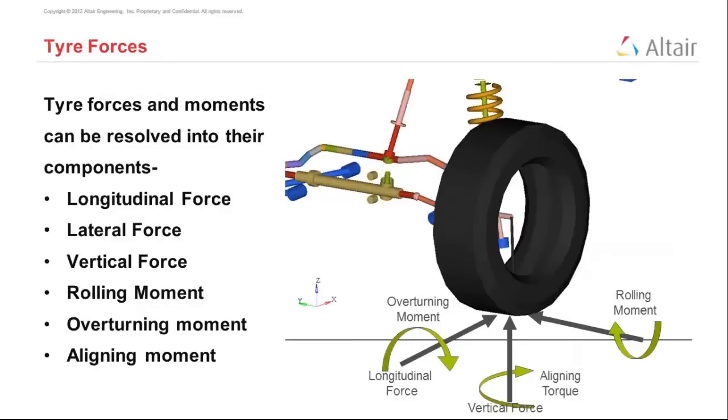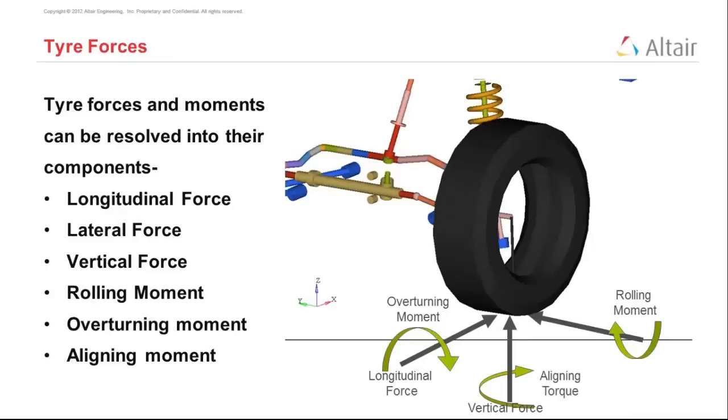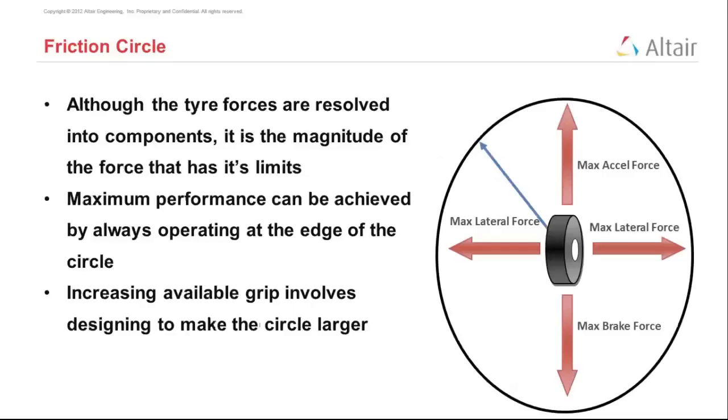The next important concept that we need to understand before we understand impact of suspension design on suspension analysis is the friction circle. Although the tire forces can be resolved into components, you have to remember that it is really one force that acts, which means that the magnitude of the force has its limits. What I mean by that, if the tire is applying very, very high longitudinal force, it cannot apply very high lateral force.